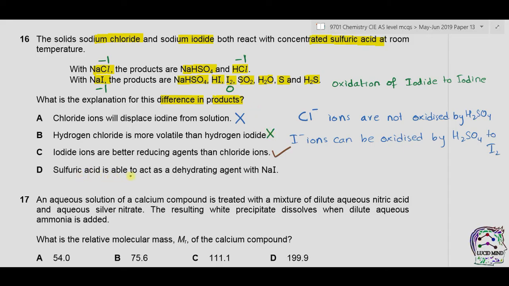D is that sulfuric acid is able to act as a dehydrating agent with sodium iodide. Now dehydrating agent means removal of water, while in sodium iodide there is no water, so therefore statement D is also incorrect. Correct answer is therefore C.